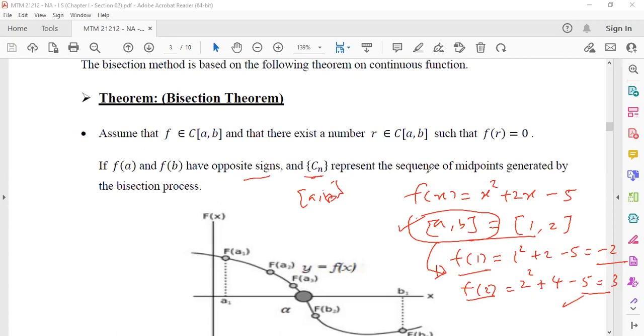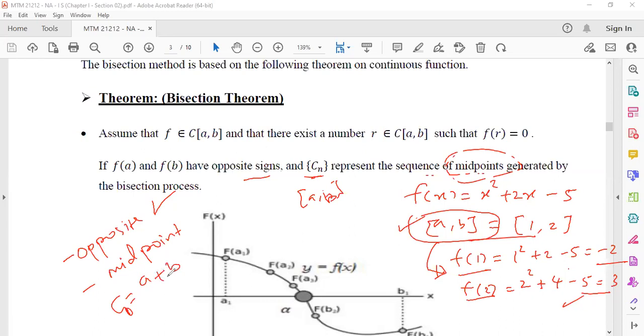Then this c_n represents the sequence of midpoints generated by the bisection process. So in this method, we're going to talk about the opposite signs as well as the midpoints. If I am getting these two opposite signs, then I'll find my other c, let's say c1 or c0, my first midpoint: a plus b divided by 2. That is my midpoint, no?